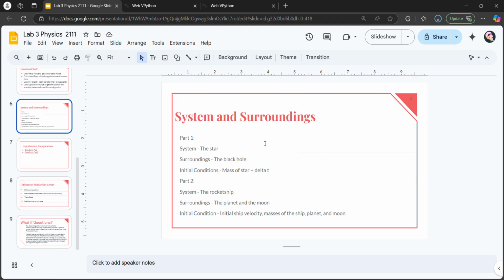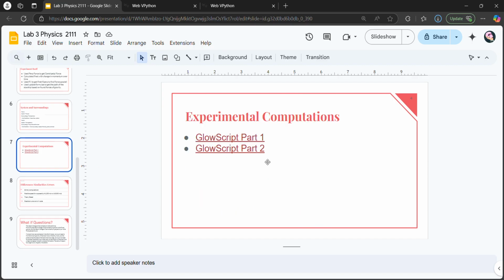For the systems and surroundings, for Part 1, we used the system as the star, the surroundings being the black hole, and the initial conditions being the mass of the star and delta T. Part 2, the system was the rocket ship, the surroundings were the planet and the moon, and the initial conditions were the velocity we inputted, and then the masses of the ship, planet, and moon were given. The experiment itself was done on the computational models.